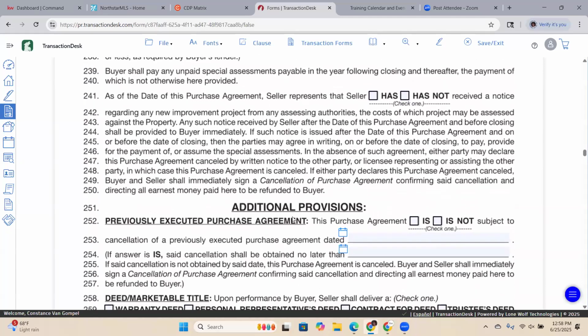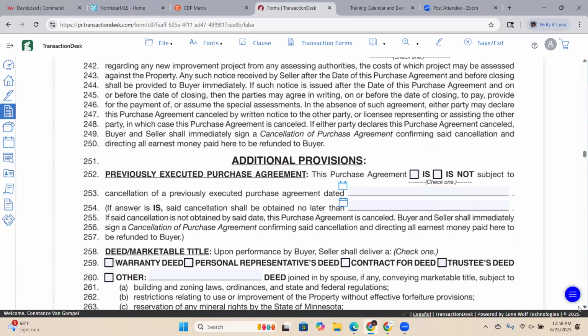And then on here, once again, they're going to ask the seller, and this is you answering just off the information you have compiled for the listing. As of this date of the purchase agreement, seller represents that seller has or has not received a notice about any type of pending improvements. I think nowadays, a lot of times you'll see signs in areas where they start announcing they're going to do projects.